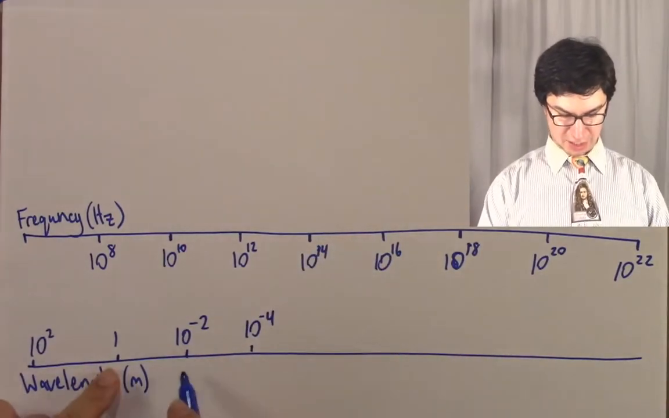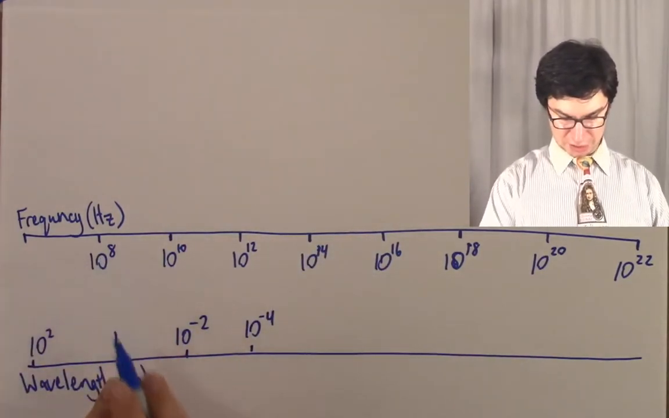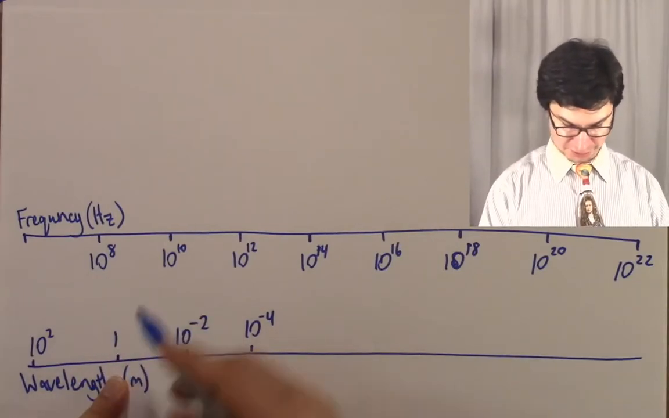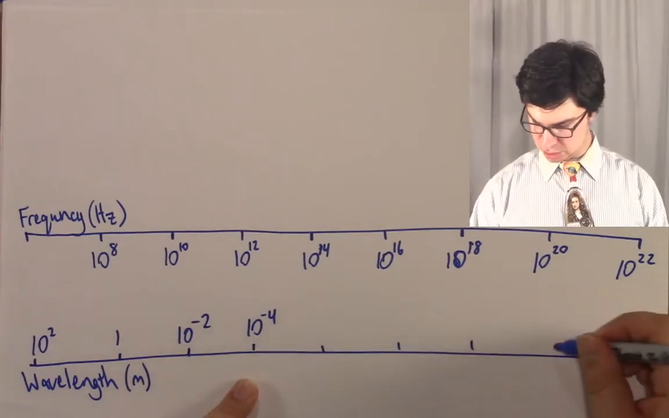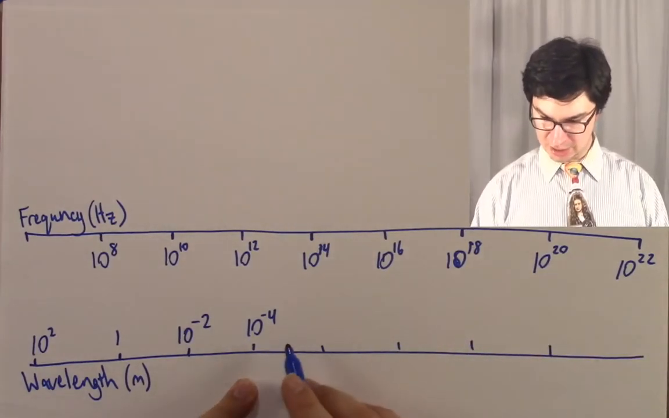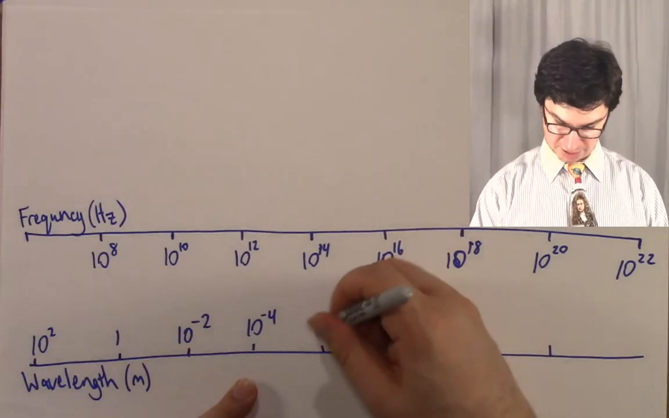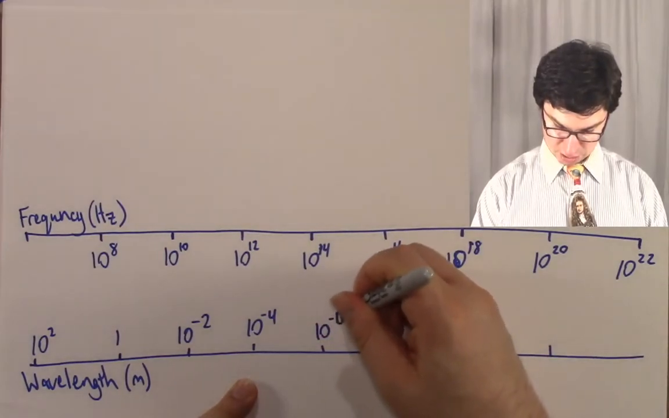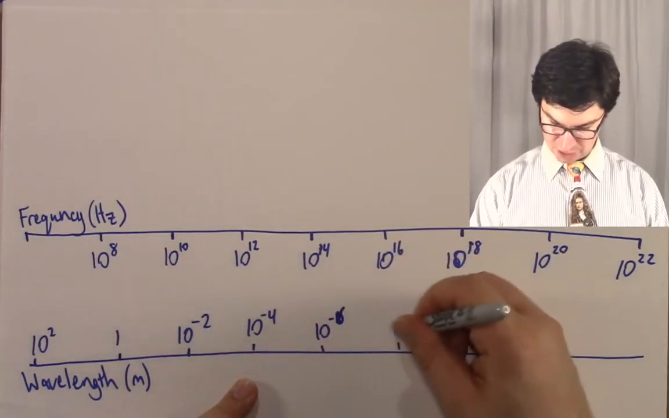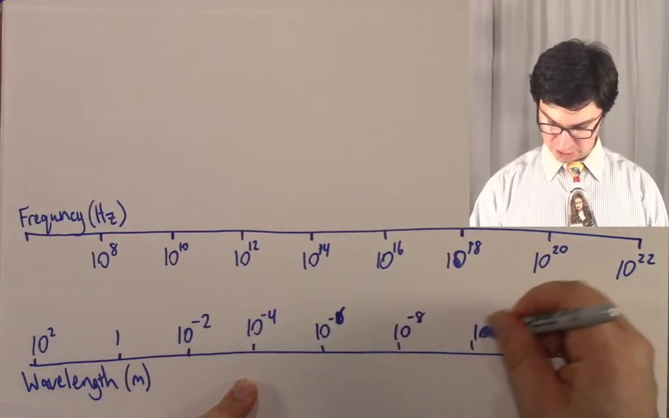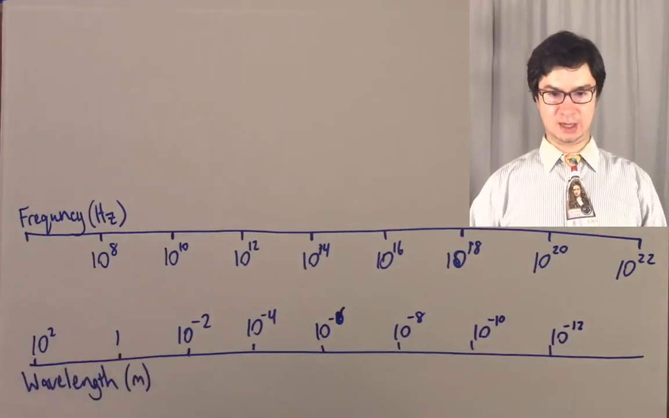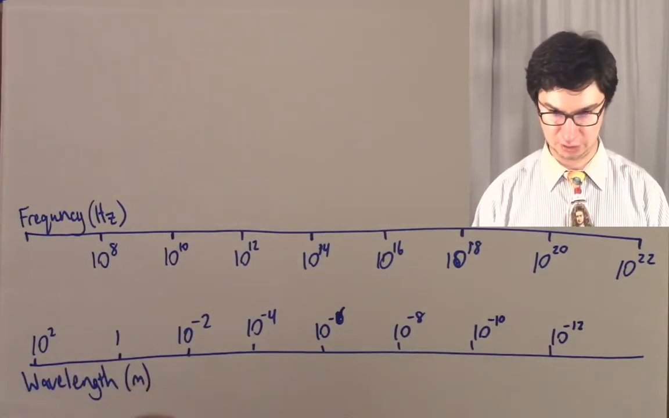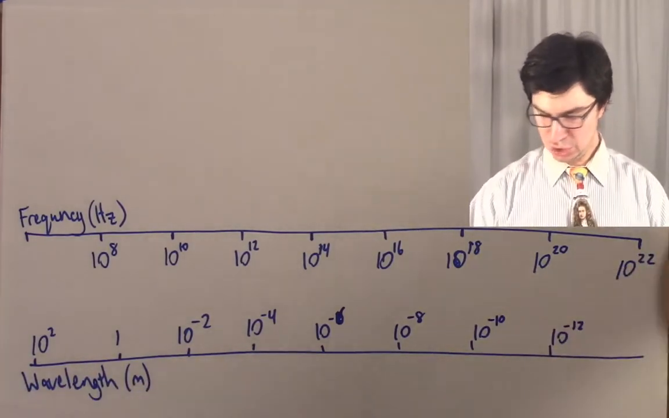And notice that these notches are just a little bit to the right of the notches that we have for frequency. So we're going to put a notch here, a notch here, a notch here, and a notch there. So 10 to the negative fourth, followed by 10 to the negative sixth, 10 to the negative eighth, 10 to the negative 10th, and 10 to the negative 12th. Okay? And this represents our full electromagnetic wave spectrum.